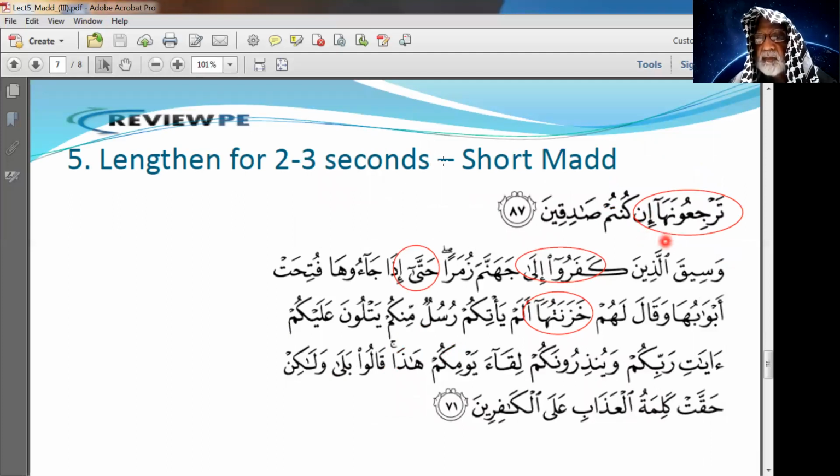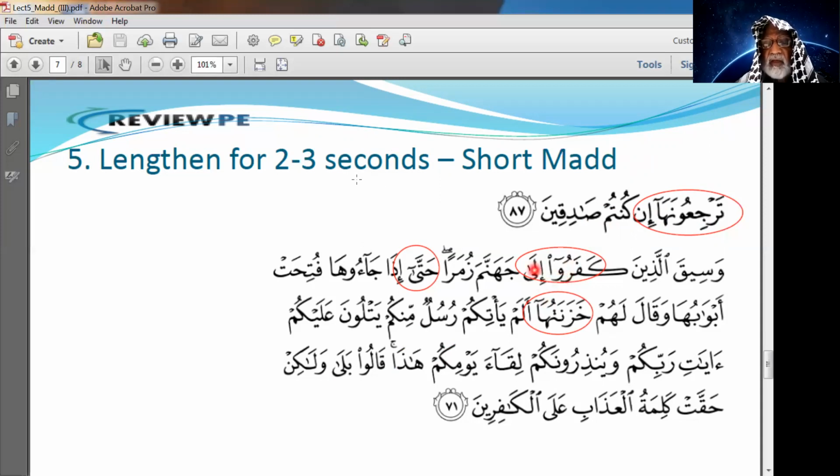Again, over here, there's a fatha and hamza, but after that is an alif, then hamza. So there's a mad on top of it. ترجعونها إن كنتم صادقين. Over here, I have oo. There's a dhamma on ra, wow, then hamza. So this is what we're talking about.